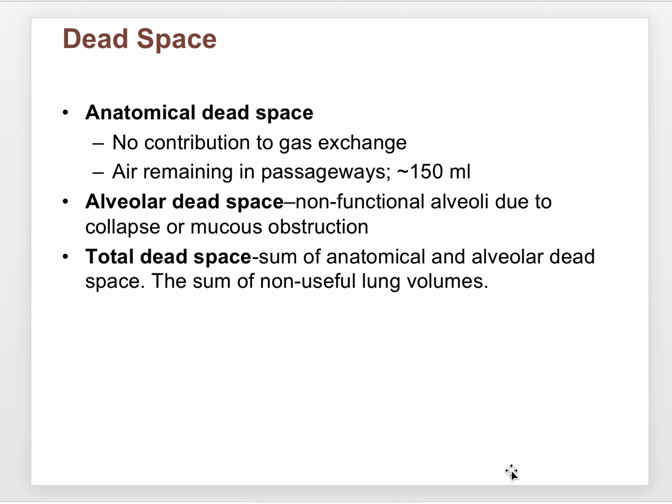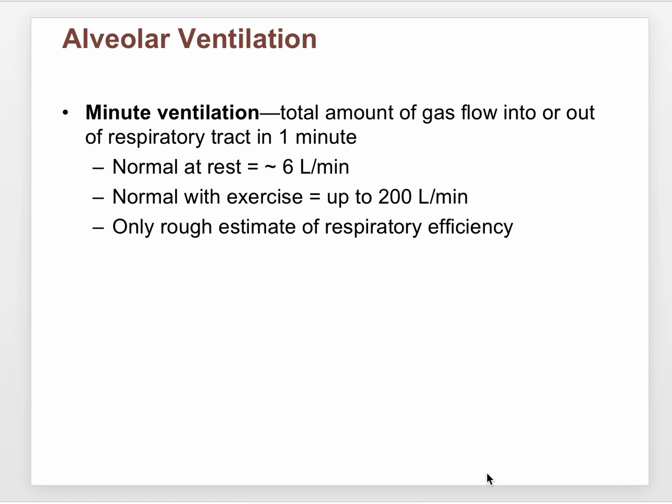Anatomical dead space is basically the air in the passageways, the bronchial tubes, that is not used for exchange of oxygen and carbon dioxide, but is air remaining in the passageway. It's called anatomical dead space. Minute ventilation is the amount of gas flow into or out of the respiratory tract in one minute. Normally at rest you inspire about 6 liters of air per minute. With exercise this can be as high as 200 liters per minute.